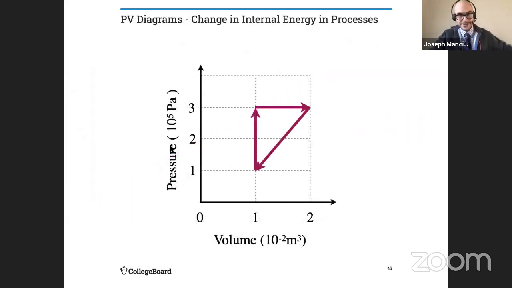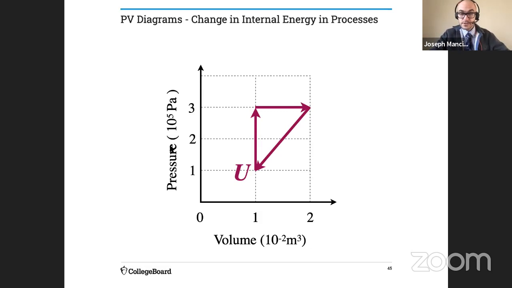Last set of review questions for PV diagrams. You asked for it, here they are. Let's talk about the change in the internal energy during some processes. If the internal energy in the bottom left process is just U, what is the internal energy of the vertex at the end of this process, at the end of this isochoric process?